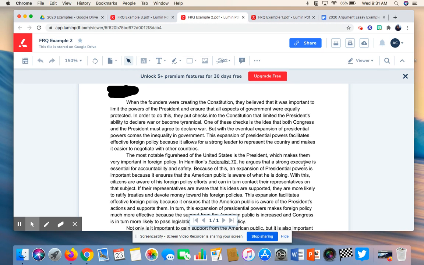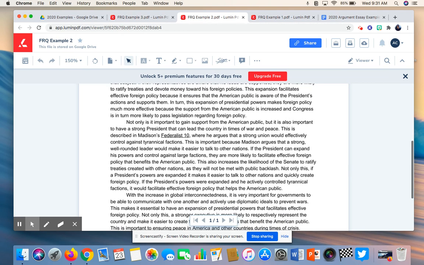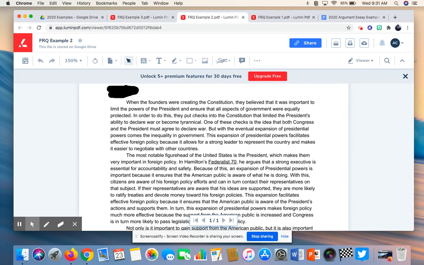The next part, all right, the piece of evidence. So this person uses Federalist 70, argues why Federalist 70 relates to the thesis. And you can see that here. This expansion facilitates effective foreign policy because it ensures that the American public is aware of the president's action and supports them. Okay, so relating that piece of evidence, using that reasoning to support the thesis. Now, the second piece of evidence comes from Federalist 10. Okay, so again, using that second piece of evidence, relating that piece of evidence back to the thesis with reasoning. This person actually received a 5 on the exam. So this is a good example of how to answer an argument essay.